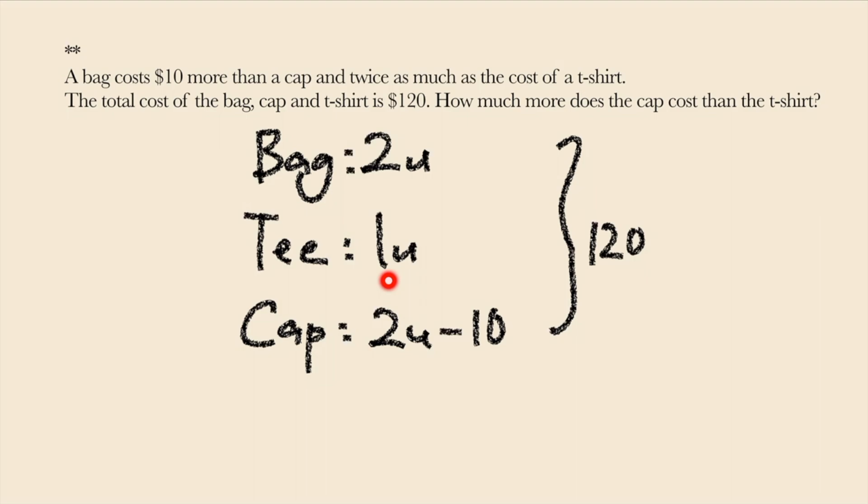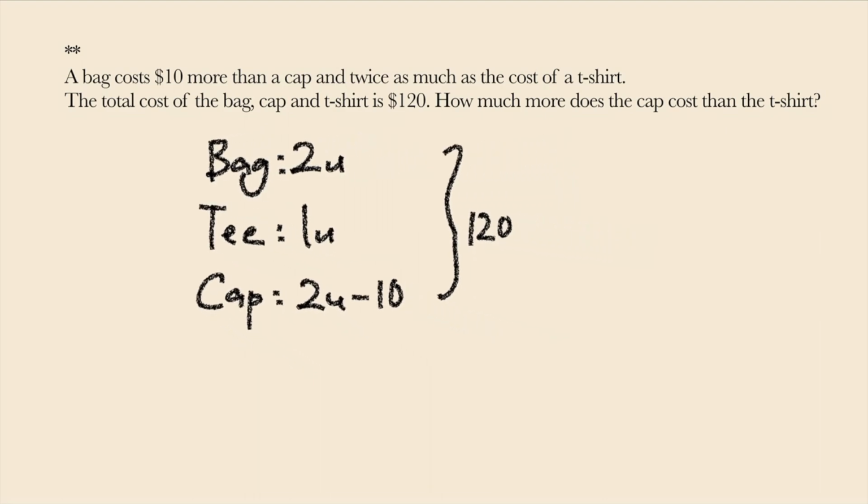At the same time, the bag is $10 more than the cap. Now, if the bag compared to the cap is $10 more, that's another way of saying that the cap is $10 less. Make sense? A bag costs $10 more, so the bag is more expensive by $10 than the cap. Another way to think about it is the cap is $10 cheaper. So whatever the bag's cost is, minus 10. And here we can say that it's 120 in total.